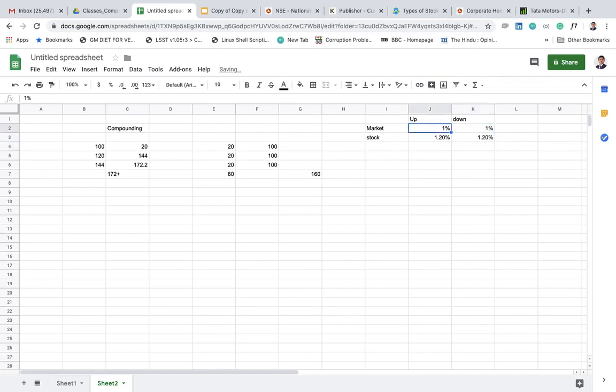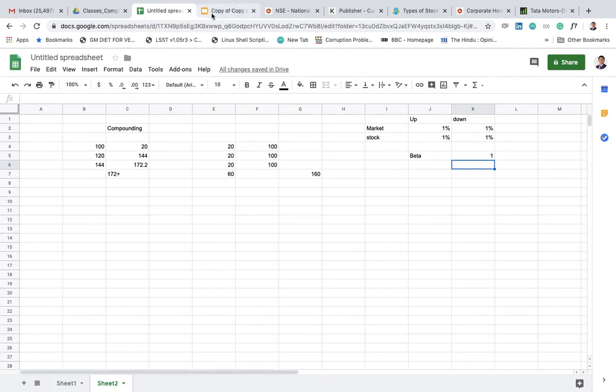If it would have been something like this, that the market is up by 1% and the stock is also up by 1%, and the market is down by 1% and the stock is also down by 1%, we would have very easily said that the beta of the stock is 1. Yes, beta defines the volatility. A stock could be highly volatile, a stock could be less volatile, right? Volatile means it goes quite high, then it comes down very heavily also.